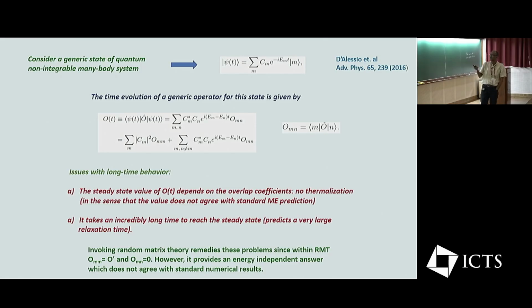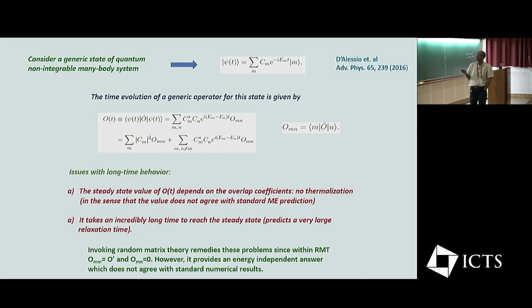So when we consider a generic state in a quantum non-integrable many-body system, I can take that state and write it in the eigenbasis, okay? Like this, where C are the overlap coefficients. Now when I try to calculate the time evolution of a generic local operator, it's easy to see that this is the answer, where the O_MN are the matrix elements of the operator O between the eigenstates M and N.